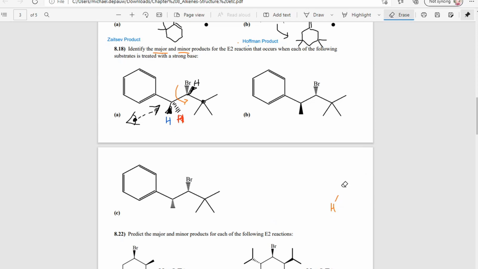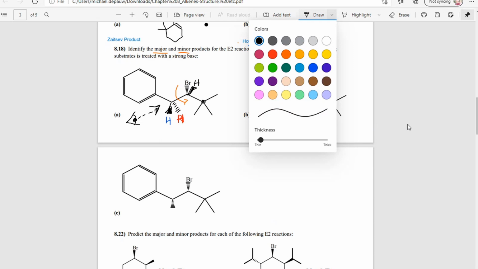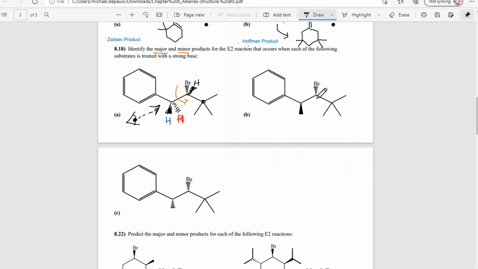Okay. So if we look at the next one, the interesting thing about this one is you'll notice that while I still have the bromine group in the same position, and there's a hydrogen next to it, down here I have a methyl group. Which means how many hydrogens do I have? I only have the one beta hydrogen, right? Which means you're only going to get one product.